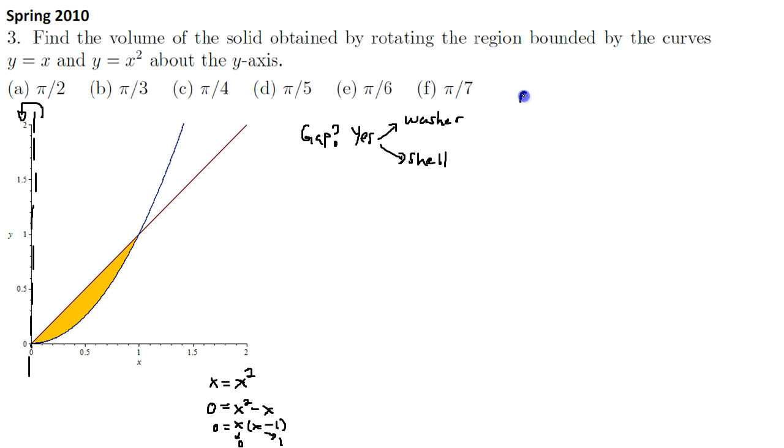With washer, your rectangle will be perpendicular. The rectangle will be perpendicular to your axis of rotation, and with shells, it's always parallel to your axis. So with the washer, we'd be doing this, perpendicular. With shells, we'd be doing this.